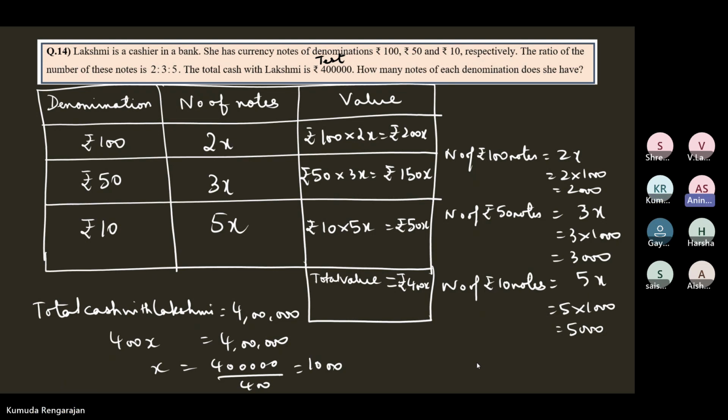Ma'am, I just have a doubt. The total cash with Lakshmi is not the total number of notes with Lakshmi. It's the total value of money with Lakshmi. Yes, because it's given total cash. Cash is money. Total cash with Lakshmi is given as rupees 4 lakhs. If it were the number of notes, it would not come with a unit. Yes, ma'am, understood.